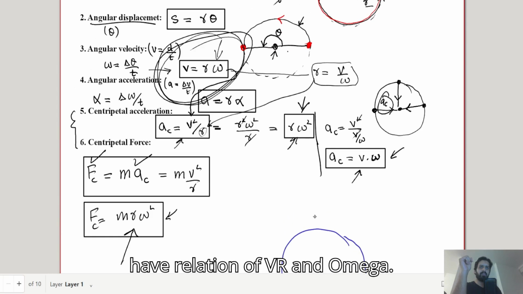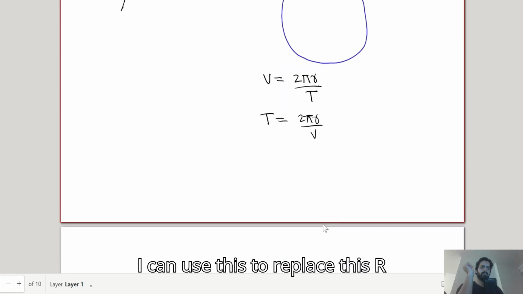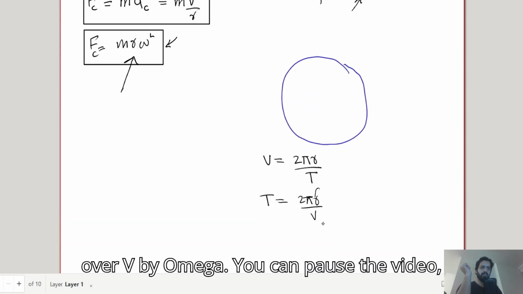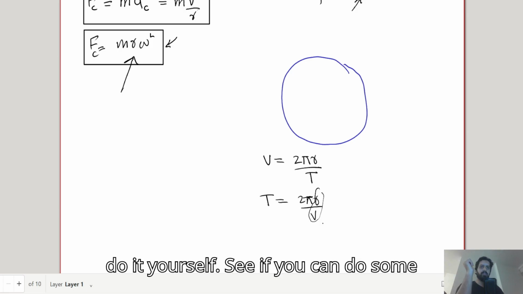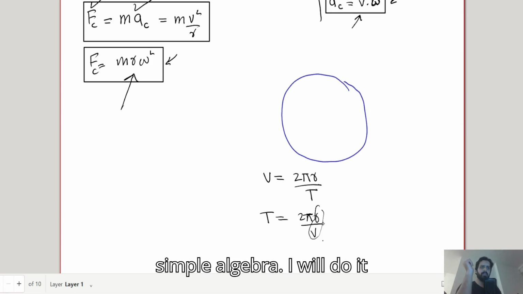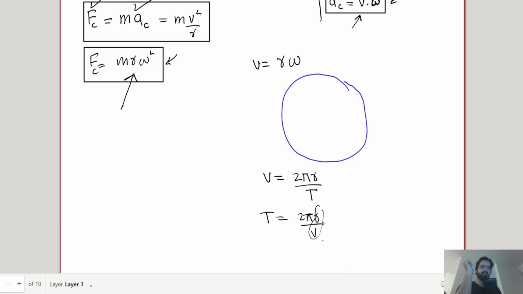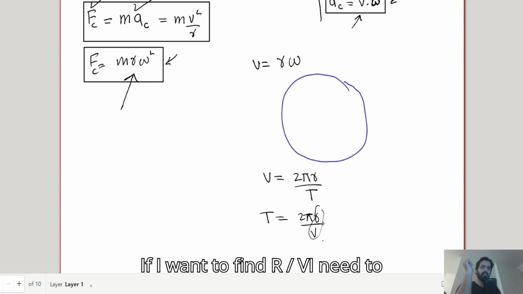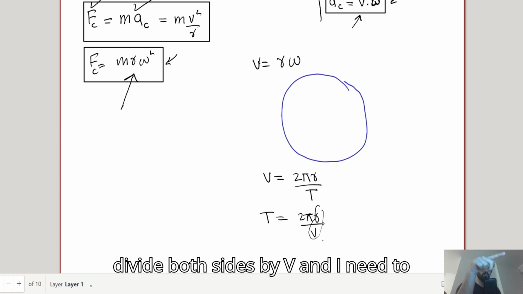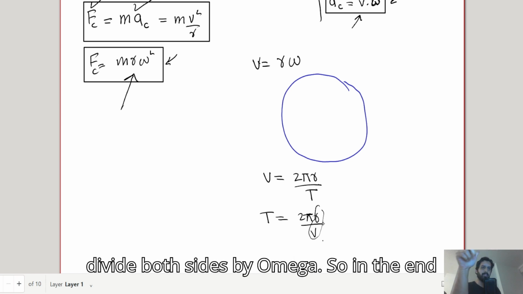So you see we have a relation of v, r, and omega. I can use this to replace this r over v by omega. You can pause the video, do it yourself, see if you can do some simple algebra. I will do it here. v equals r omega. If I want to find r divided by v, I need to divide both sides by v, and I need to divide both sides by omega.